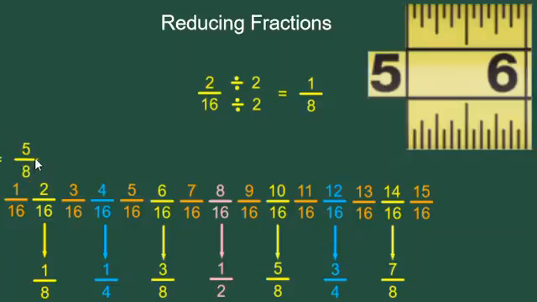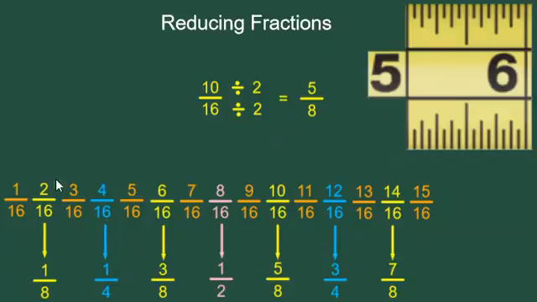Another example of a yellow fraction is 10 sixteenths. 10 and 16 also have a greatest common factor of 2, so again I divide top and bottom by 2 and I get 5/8. All of the yellow fractions work like this. Their numerator and denominator have a greatest common factor of 2. And the resulting fraction will have 8 on the bottom.